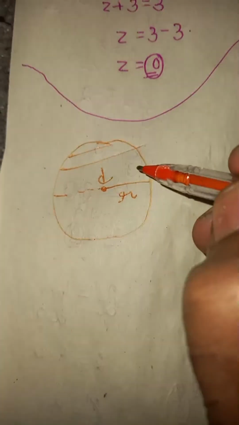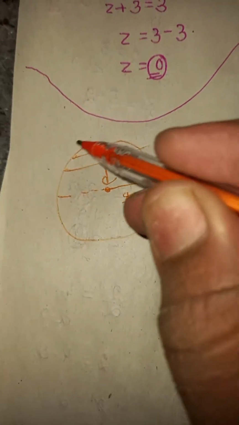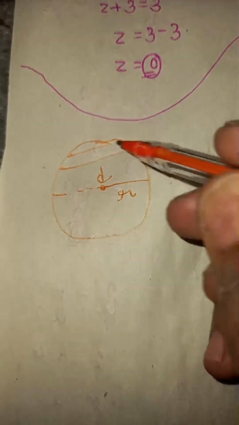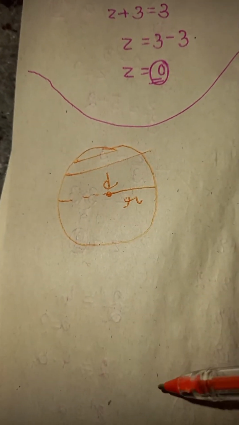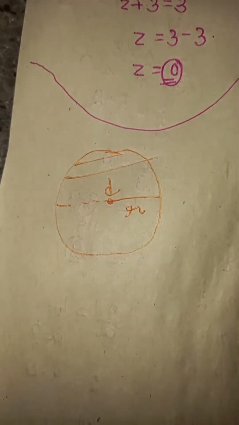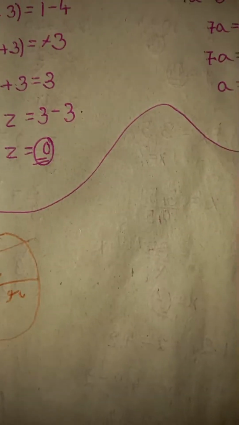This complete length of the circle is known as the circumference of the circle, and the complete space it occupies in 2D is known as the area of the circle. Now I'm going to tell how to find the circumference and area of it.